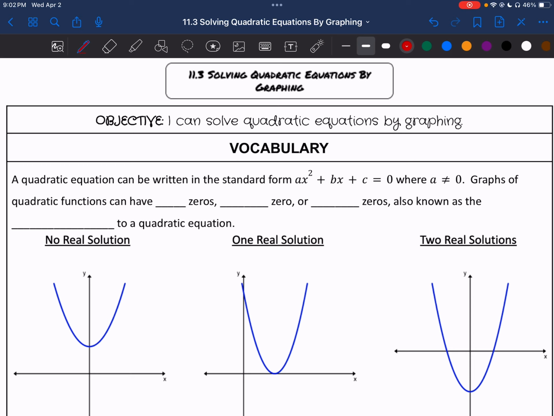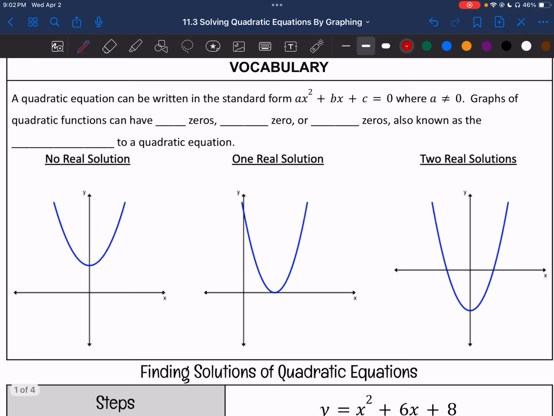We are going to teach you 5 different methods of how to solve a quadratic equation. They each have their benefits, they each have their drawbacks. Today we're going to start with graphing. So what does it mean to solve a quadratic equation? What we're going to talk about today in our vocabulary is the number of solutions.